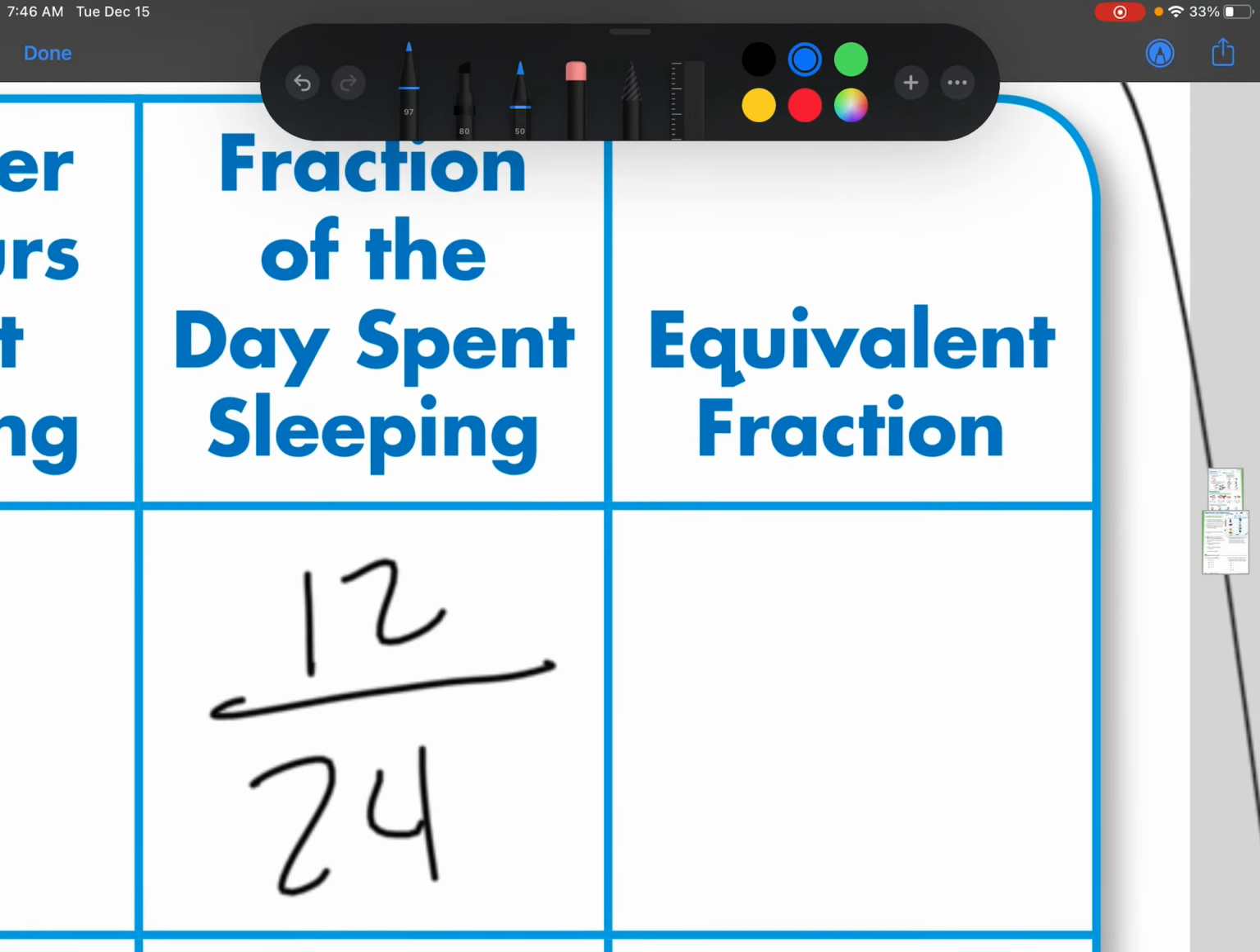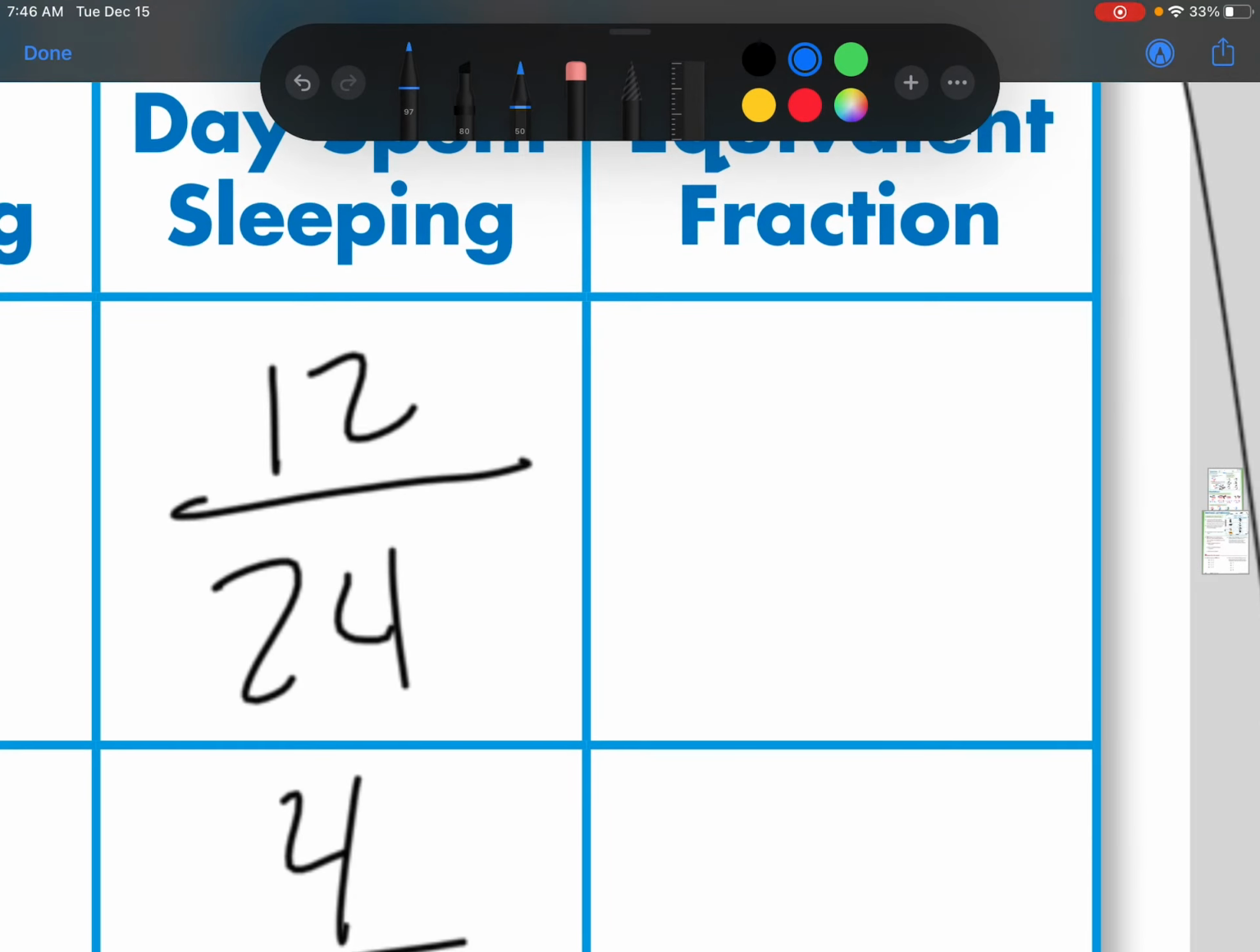And it doesn't tell us what values we want. So we'll do this one first. We notice that we can change this into 1/2. Not only did we do that earlier, but we noticed that 12 is half of 24. So we would divide it by 12.